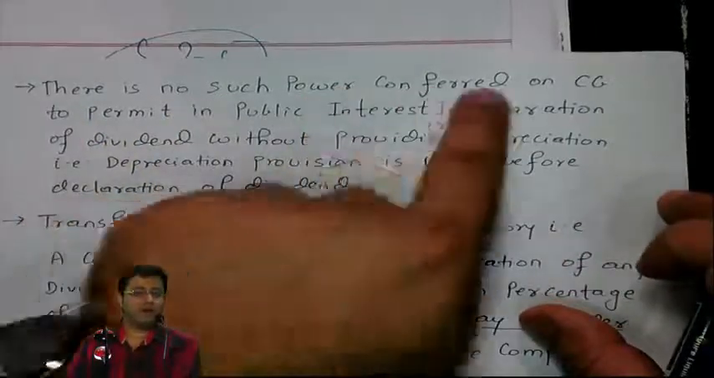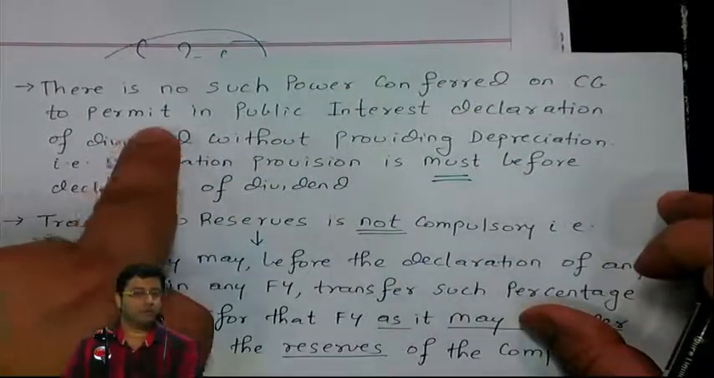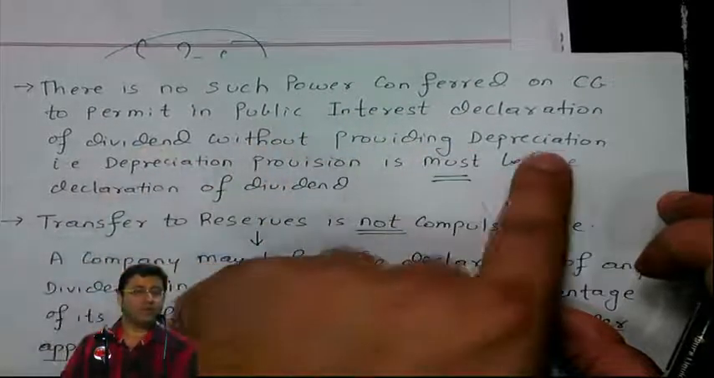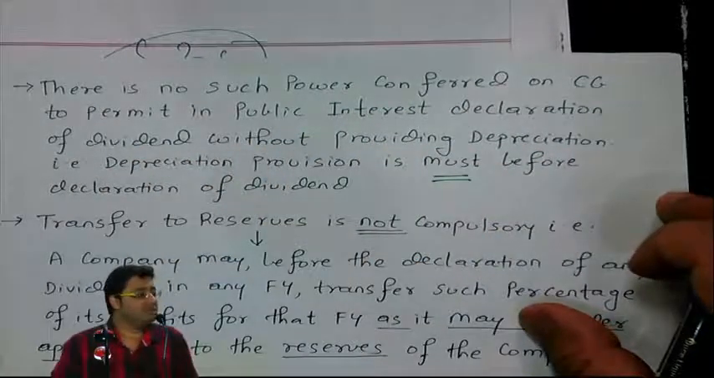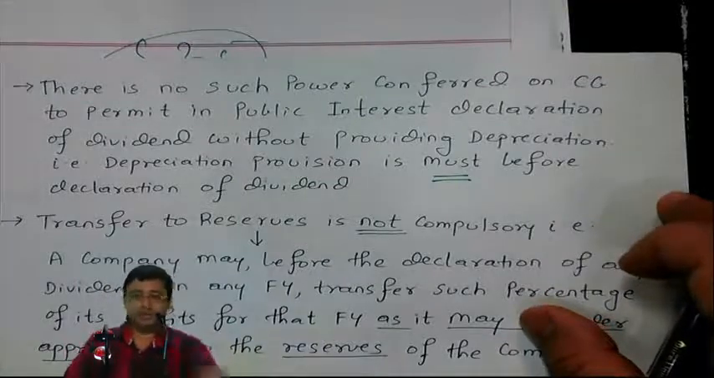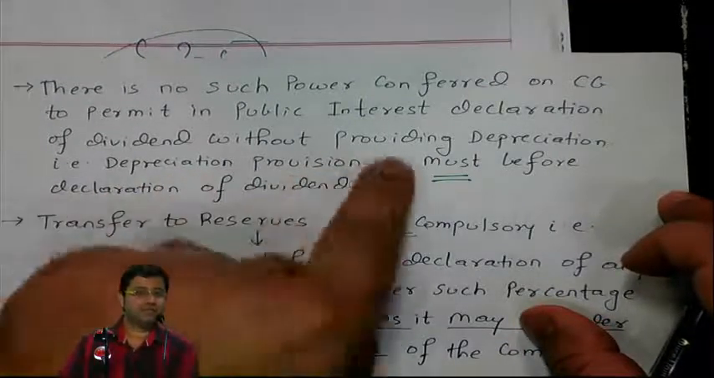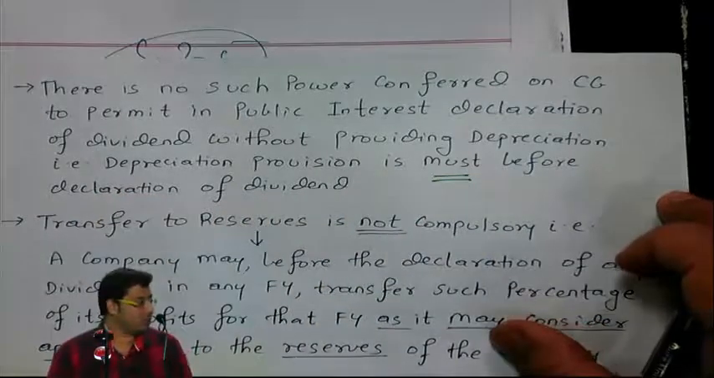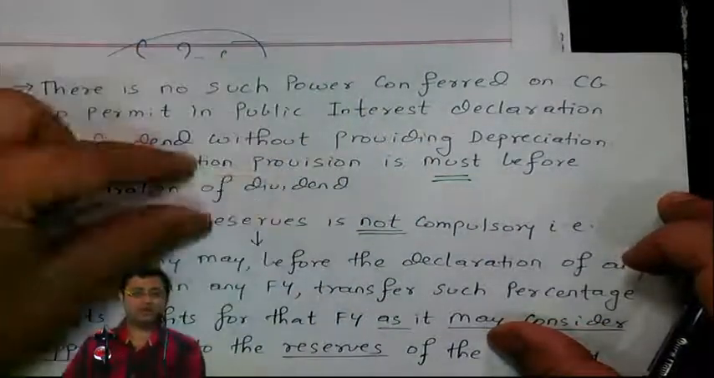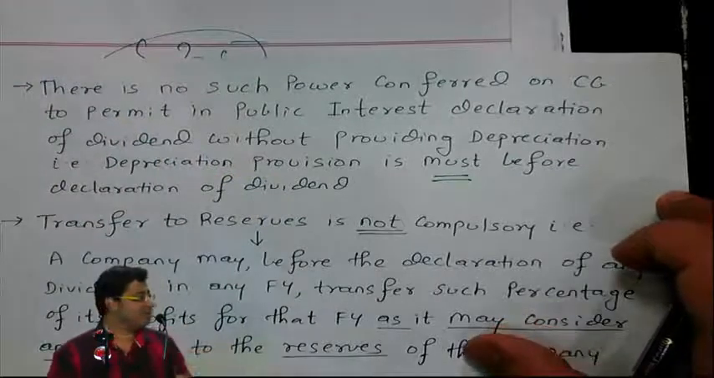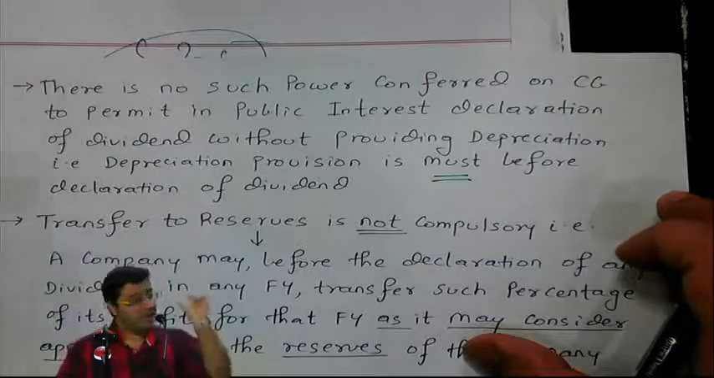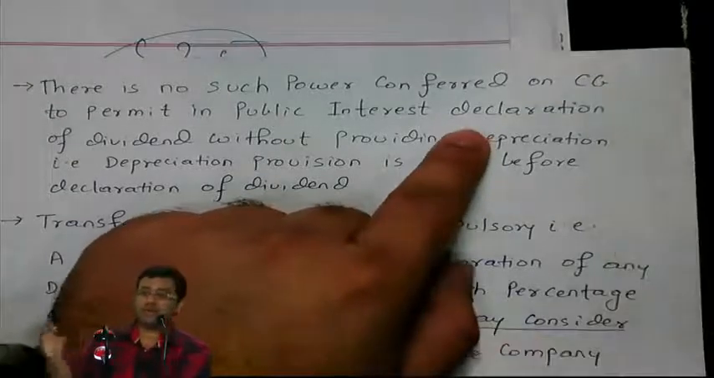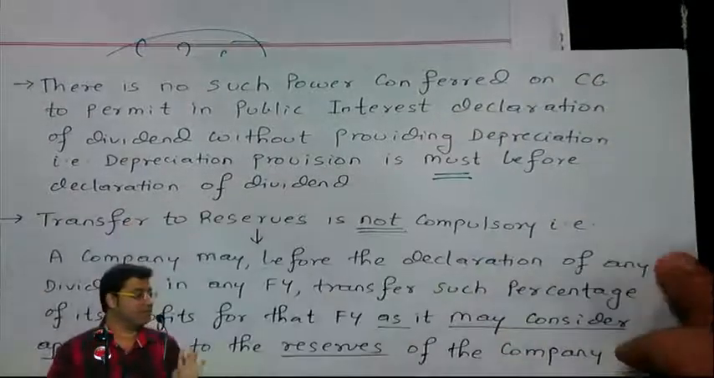There is no such power conferred on the central government to permit in public interest declaration of dividends without providing for depreciation. Sir, we didn't understand this point. I explained you just now. That is, depreciation provision is must before declaration of dividend. You understood? Now you understood? Okay, it means what? That whenever company gives away any profits, it has to make sure that it has to provide for depreciation. Earlier, central government used to exempt certain class of companies. Now that exemption has been withdrawn.